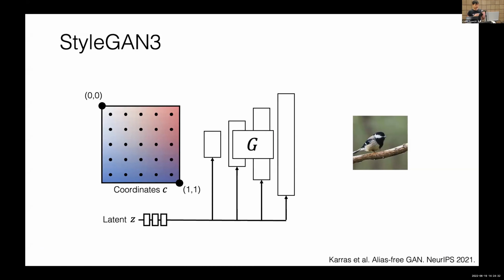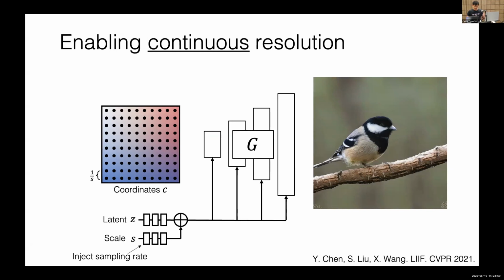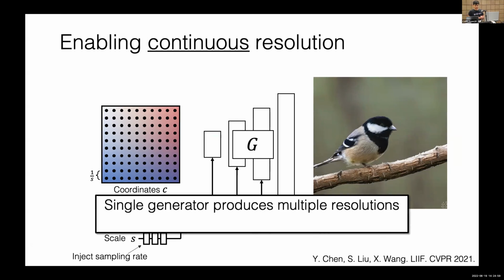Now, a simple modification that we realized we can make is that you can increase the sampling rate in that image grid and put a denser coordinate grid into the generator. And you can then see if the generator outputs a higher resolution image for you. We also found it advantageous to directly inject the sampling rate, or the scale, into the generator. Okay, so now we have a single generator that can potentially produce images of all different resolutions.